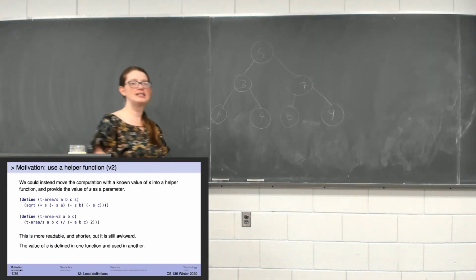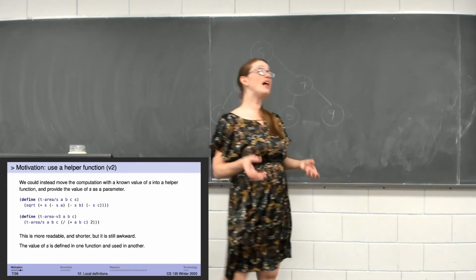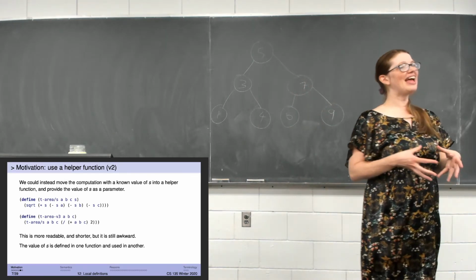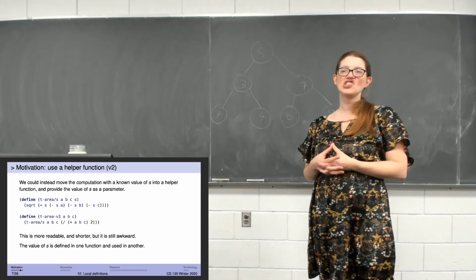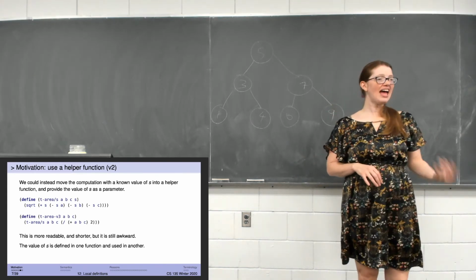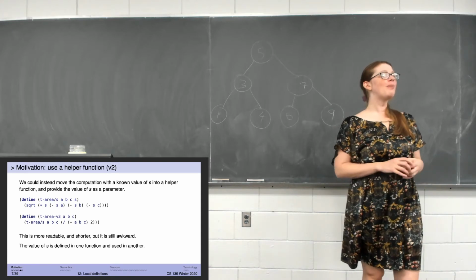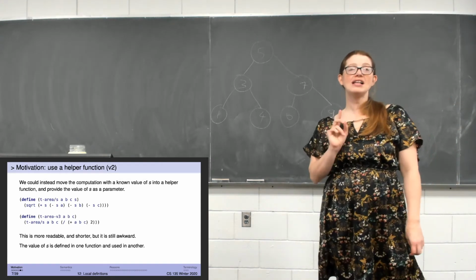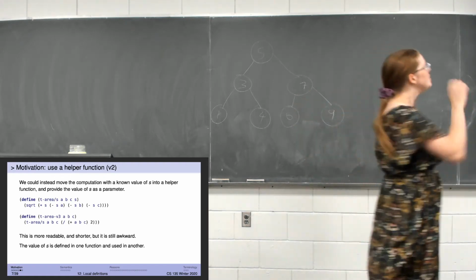Here's another way you could phrase it. We notice the fact that we need the value of S 4 times. So instead of making the computation of the value S a helper function, what if instead I have S be a parameter to the helper? So I compute S once and pass it into the helper. So that's what I have here.